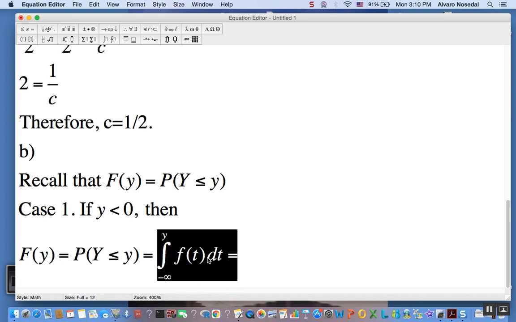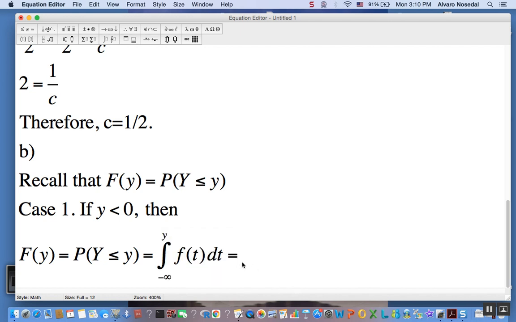But we know that if y lives in that particular interval, if y is less than 0, in that case the expression that we need for the PDF is just a 0, which means that, guess what? 0. So the CDF for any number that is negative is going to be 0.